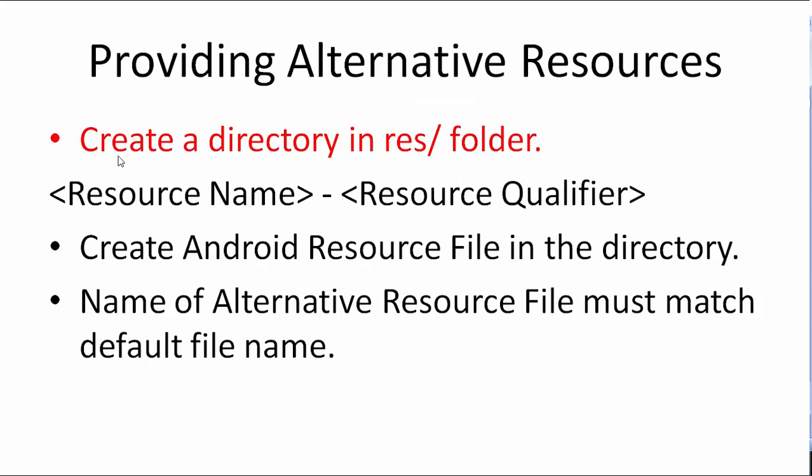Providing alternative resources. To provide an alternative resource, you create a directory in the res folder. The name of the folder has two parts to it: resource name and resource qualifier. Resource name is the name of the default resources such as drawable, layout, values, mipmap, and resource qualifier is the name that targets a specific device configuration. For example, you can provide a specific layout when your phone is in landscape mode by creating a directory named layout-land. The name of the alternative resource file must match the default file name.